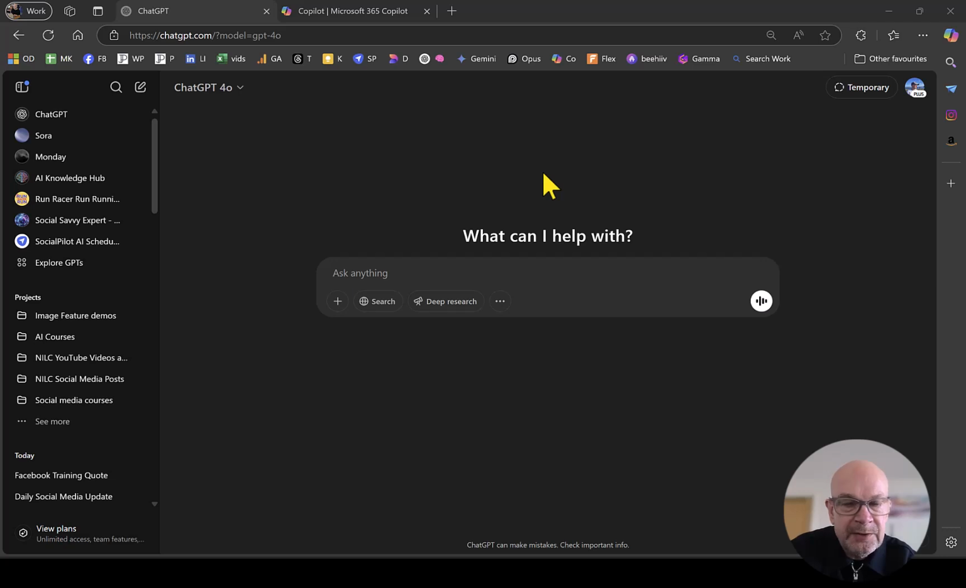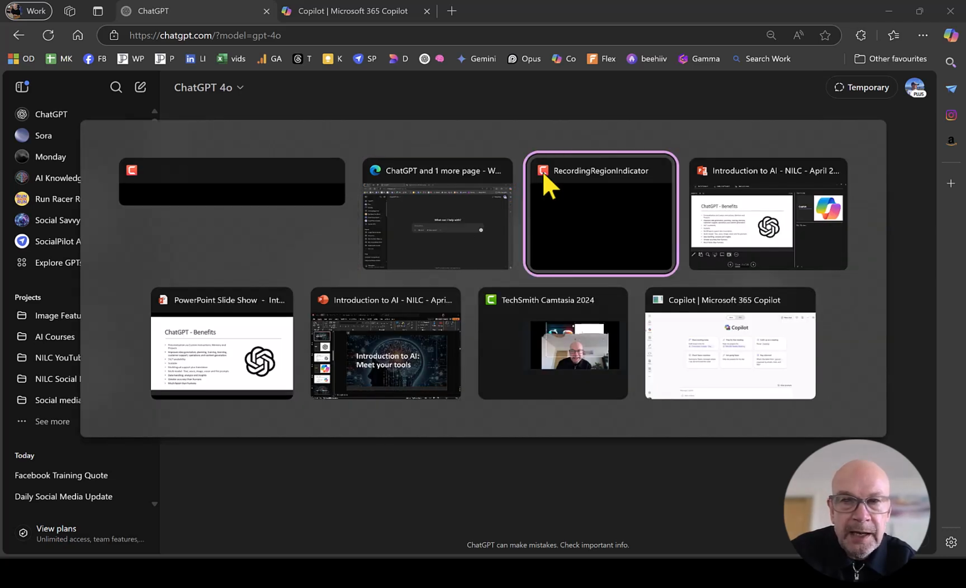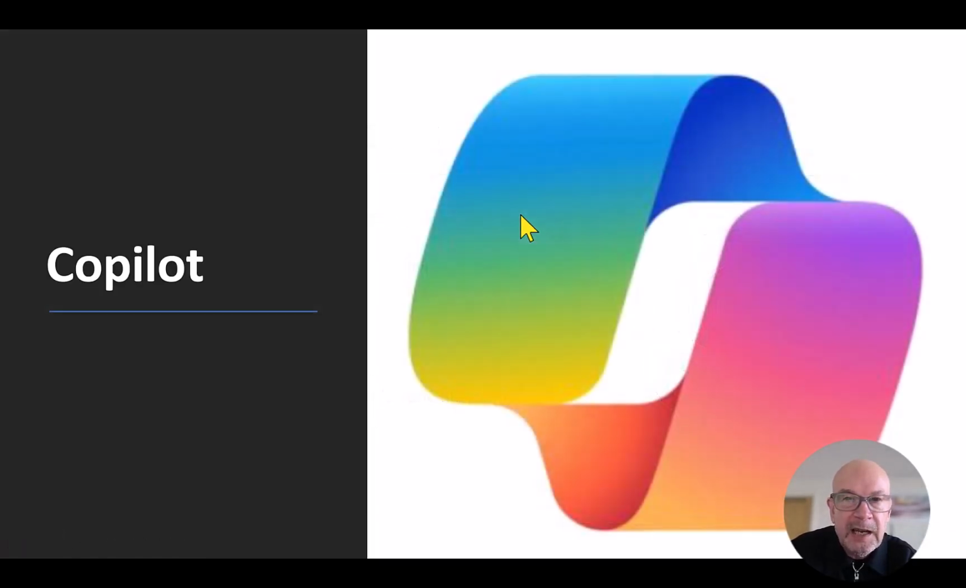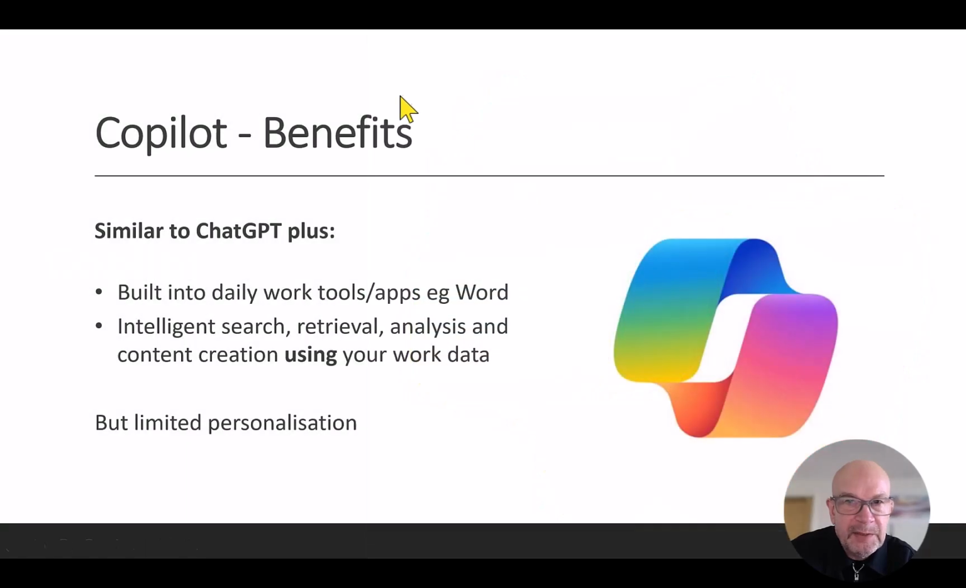So let's get into Copilot next and look at the benefits of Copilot. So Copilot is largely similar to ChatGPT, but there are some crucial differences. So it has the advantage of being built into apps that you are using every day, such as Word, Excel, Teams, PowerPoint, and Outlook. So you literally have a button that you can press and directly work within those apps using Copilot's assistance. Very, very handy.